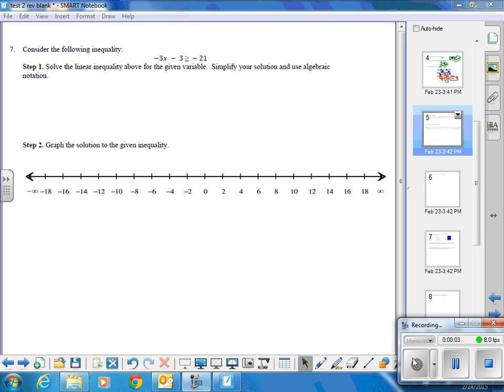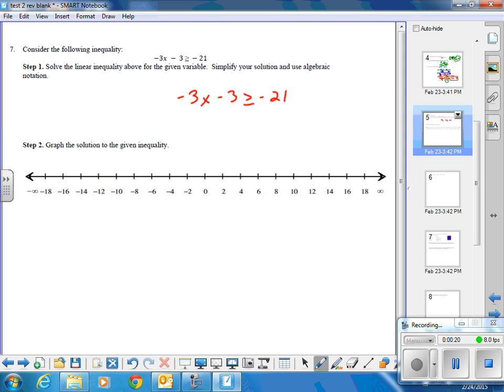It says, consider the following inequality. I want us to solve this inequality and then plot it on the number line and then do interval notation again like we did previously. This one's a little bit more complicated, so let's go ahead and get started.